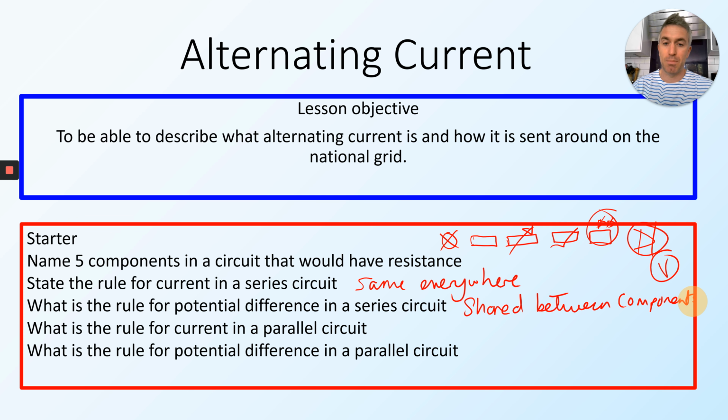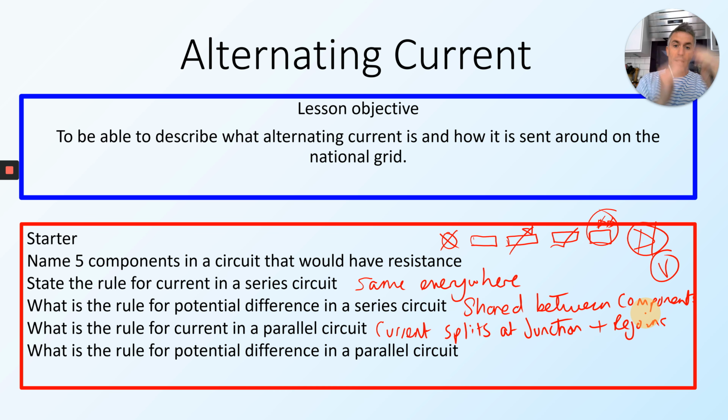What is the rule for current in a parallel circuit? Current splits at a junction. So if the circuit has 2 routes, half the current might go one way and half might go the other way. It depends what's in the different branches, but the current splits at a junction and then rejoins. So whatever splits apart must come back together later. And what's the rule for potential difference in a parallel circuit? Potential difference in a parallel circuit is the same PD as the battery across each branch.